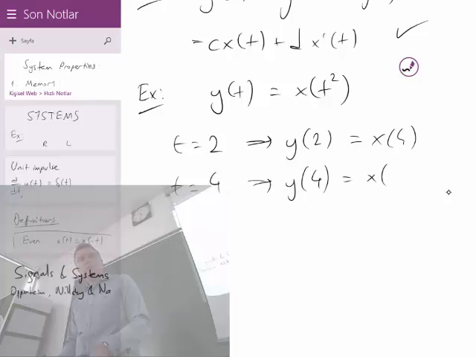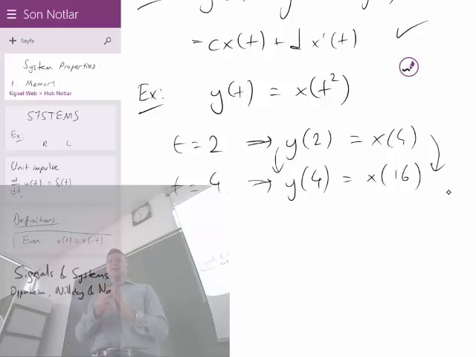x of 16. And the difference between 4 and 16 is 12. It's not 2. So the amount of shift at the input is not reflecting to the amount of shift at the output. It is not time invariant. It is time varying. The output depends on time.